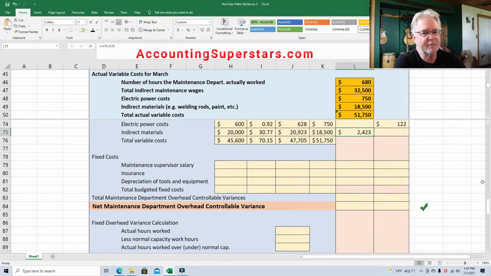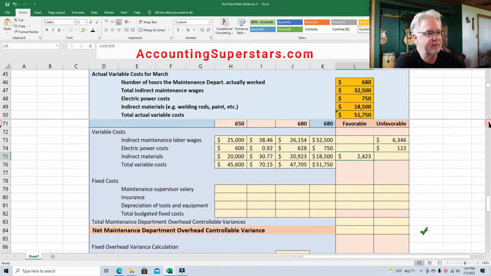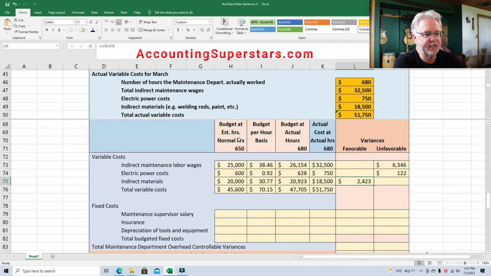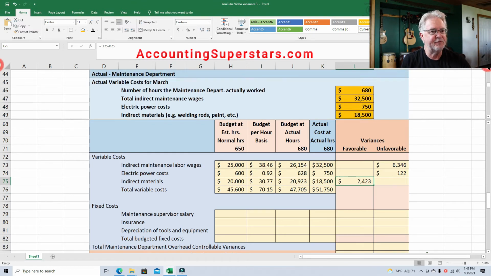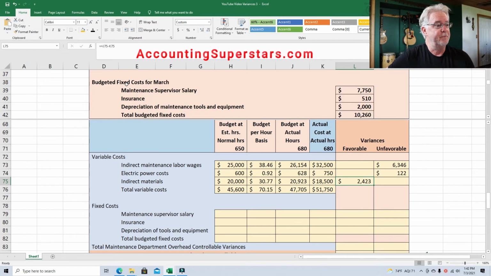So this first column here is the fixed costs. Let me get the title. So here's the budget at 650 hours. So let's find the fixed cost budget. Now fixed costs are fixed. They should stay the same. Budgeted fixed costs for March. So the maintenance supervisor salary, insurance, $510. We get it right from there. Depreciation on the maintenance tools and equipment, 2,000. Drop it into place. And the grand total, ladies and gentlemen, should be 10,260, which it is right from there.